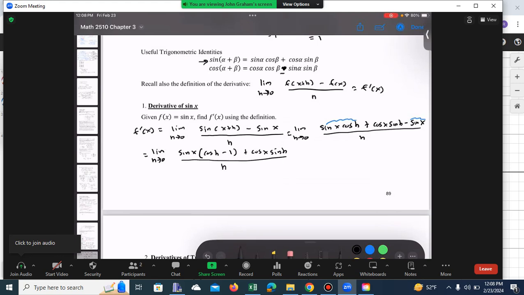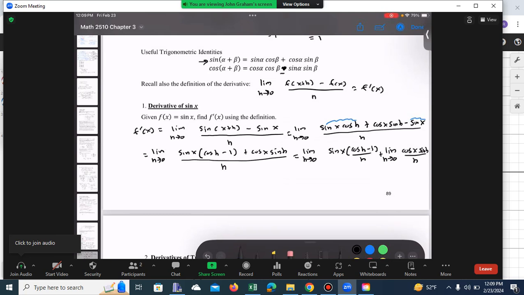Okay. So now what we're going to do is break up the fraction. We kind of do the opposite of finding a common denominator. We want to make this the limit as h goes to 0 of sine x times cosine h minus 1 over h, plus the limit as h goes to 0 of cosine x sine h over h.